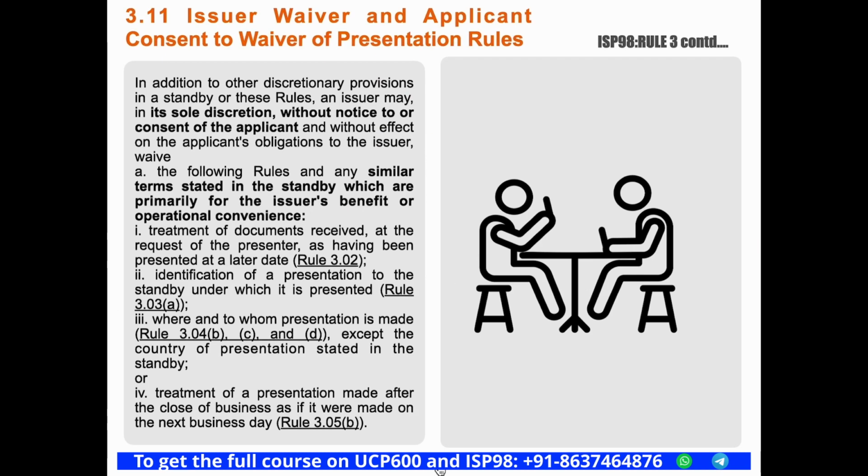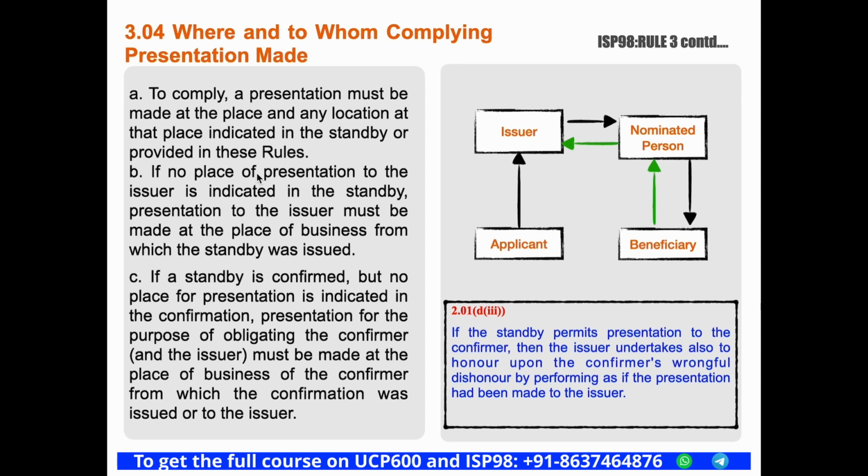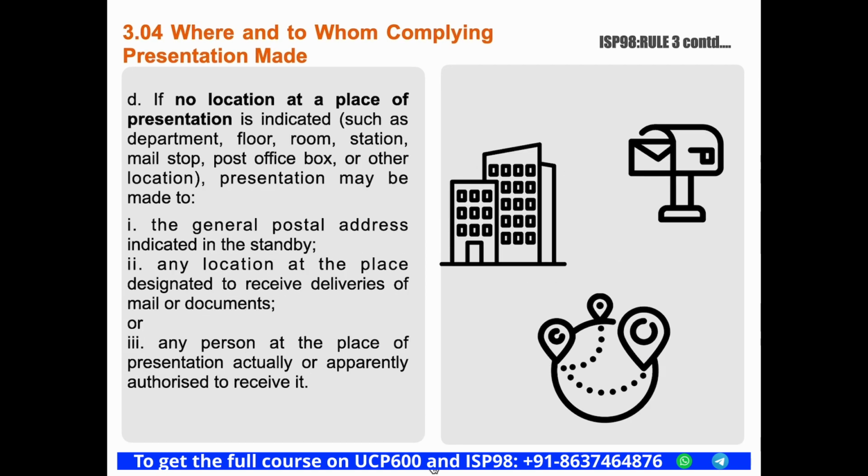Right? Next one is where and to whom presentation is made, except the country of presentation stated in the standby. Here the rules referred to are Rule 3.04 B, C and D. What do these rules discuss? These rules define what the presenter has to do if the place of presentation or location at the place of presentation is not defined in the standby. But even if the beneficiary has not followed all these conditions, the issuer can waive such requirements, right?